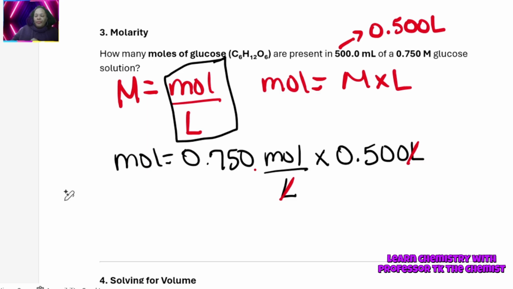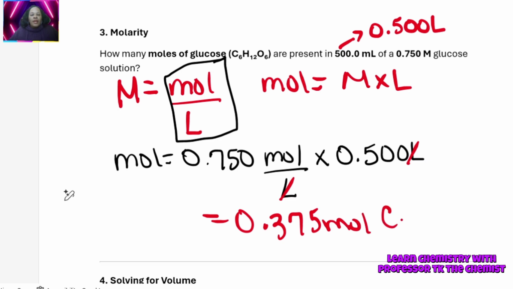So now 0.750 times 0.500 gives me 0.375. So the moles here for my answer becomes 0.375 moles of glucose. That's it. That's all. Yep, Divine Elegance, you got it right. That is correct.